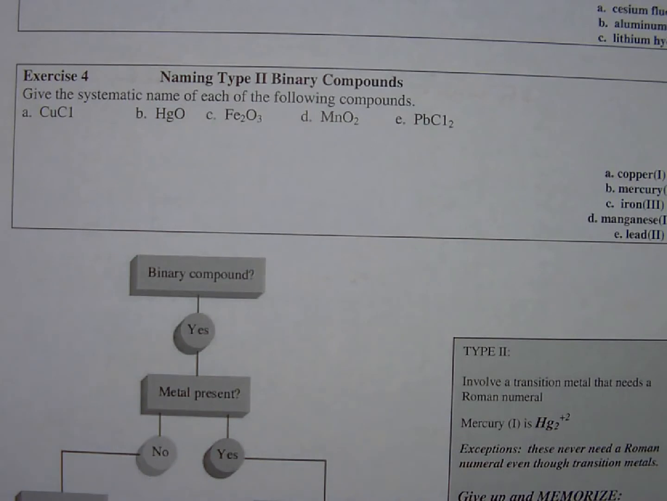Exercise 4. Let's try naming type 2 binary compounds. And by the way, type 1, type 2, type 3 compounds, they're not going to be posed to you like that on the AP exam, right? These are just types, and we call them types so that it's a little bit easier for you to memorize as we go through the learning process.